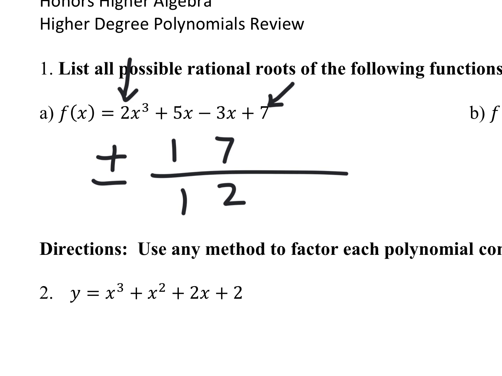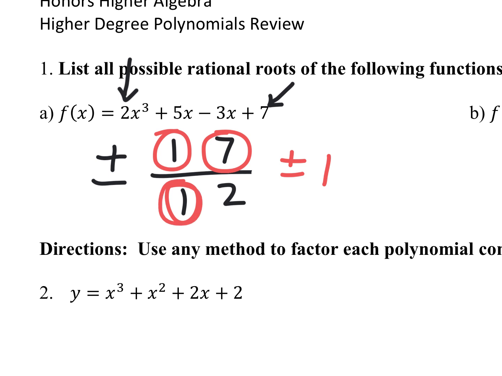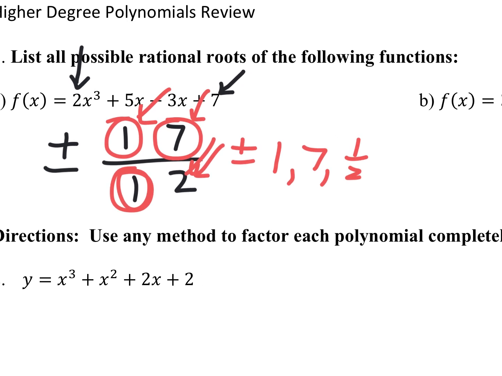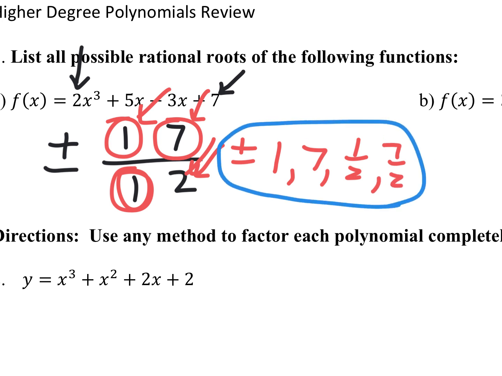So then, to clean this up and get a final answer, you have a plus and a minus again, and you take this and divide it by 1, which makes 1. Take this and divide it by 1, and that makes 7. And you take this 1 again and you divide it by 2, and that makes 1/2. And then you take the 7 and you divide it by 2, and that makes 7/2. And there are all your possible roots. And yes, there are 4 of them if you just count them like normal numbers. And then there's the negative of all of them. That makes 8. There's 8 possible roots, and that's a pain in the butt.